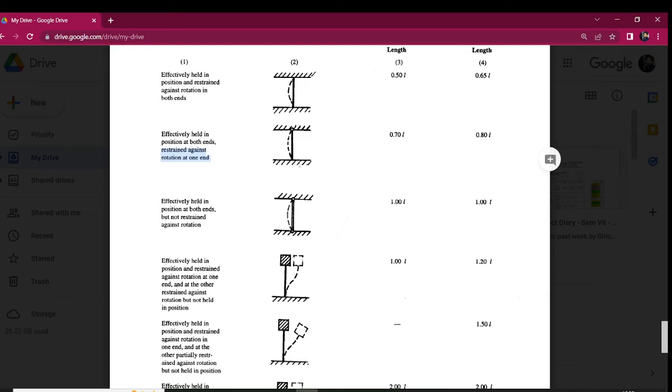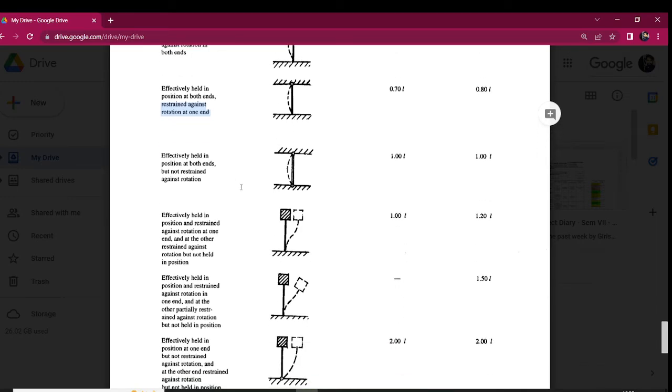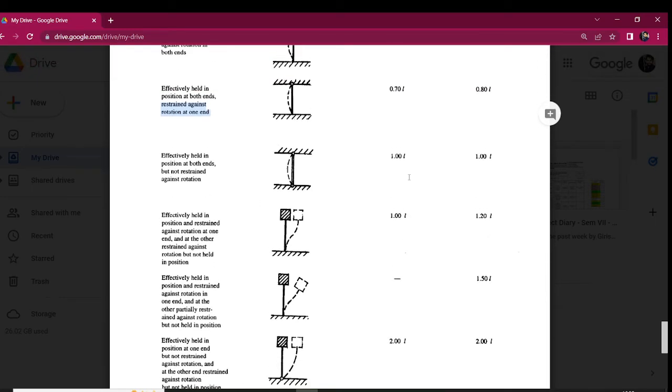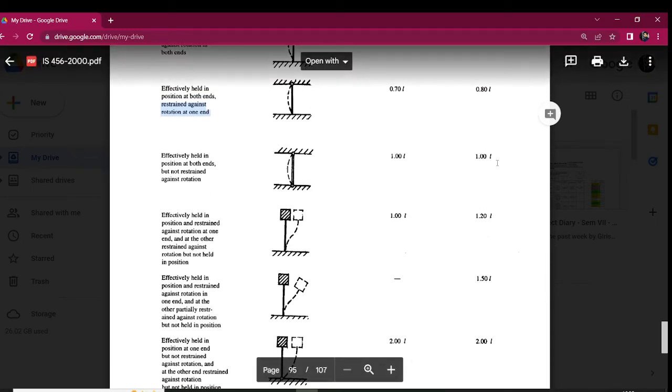In the fixed support, the end is not allowed to move in the horizontal as well as in the vertical direction, and also it is not allowed to rotate. But in case of hinge support, the end is allowed to rotate but it is not allowed to move in the horizontal as well as in the vertical direction. So in the same way, you have to see the end condition of all these cases and then you have to determine the effective length of the column.